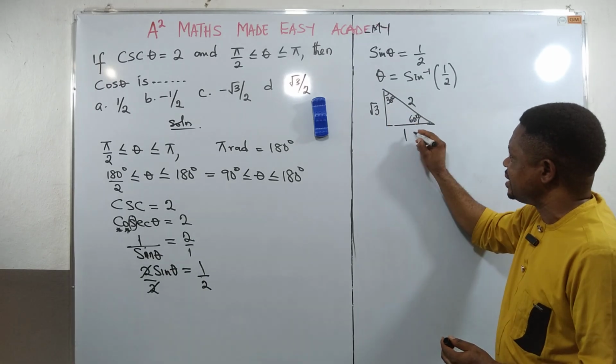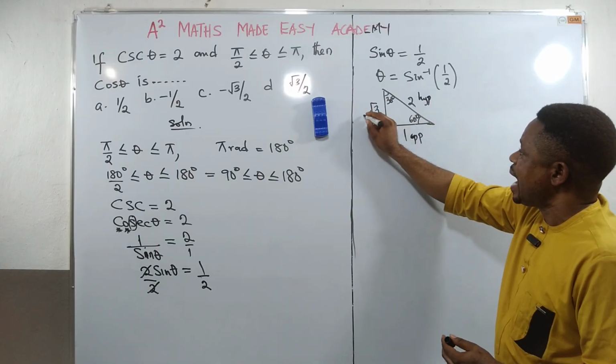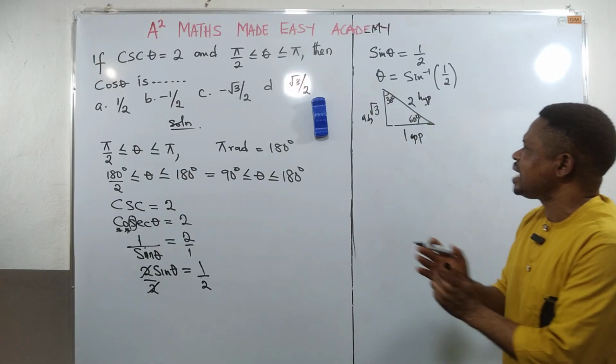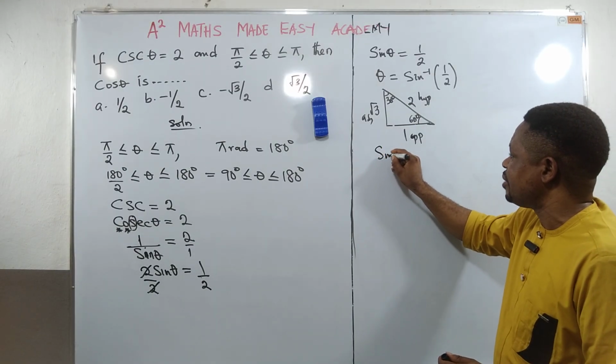If here is 30 degrees, here is my opposite, and this is the hypotenuse. And this is the adjacent. Can you see that life is easy here? What am I trying to emphasize here? I will now say sine what?